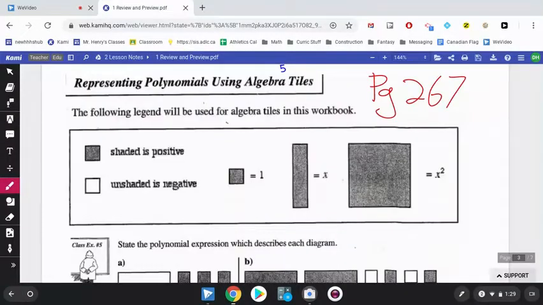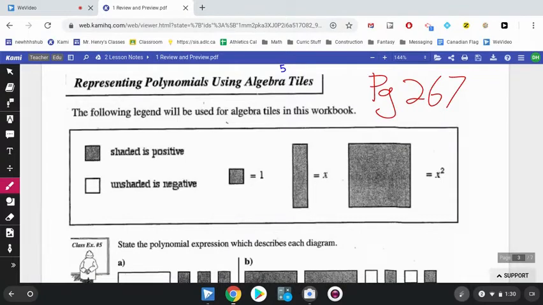And we are jumping back to the workbook. We are on page 267, which is where we left off yesterday in our lesson. And we're going to quickly talk about algebra tiles. So in your workbook, we have a legend here refreshing us of algebra tiles. There's 3 things we're going to deal with. Constants, which are referred to as 1.